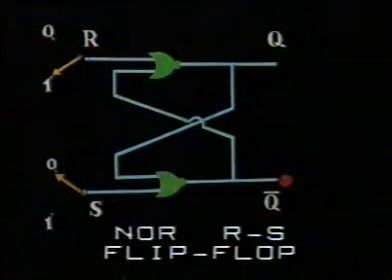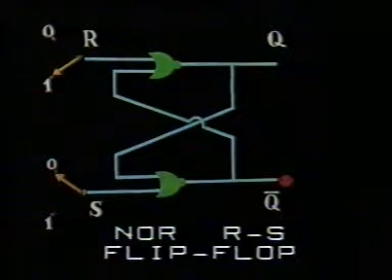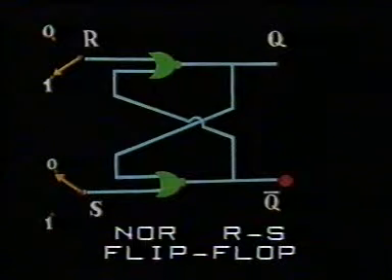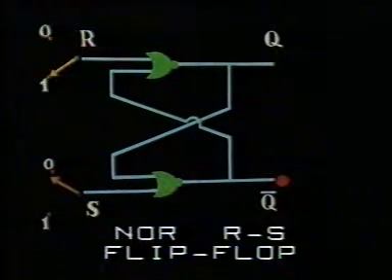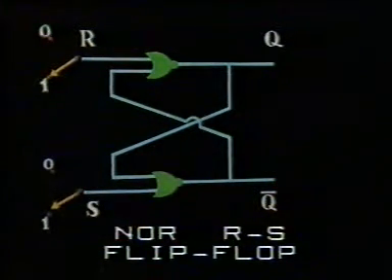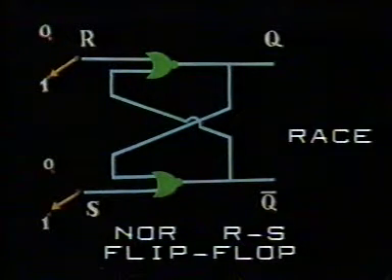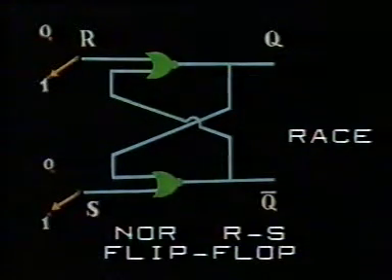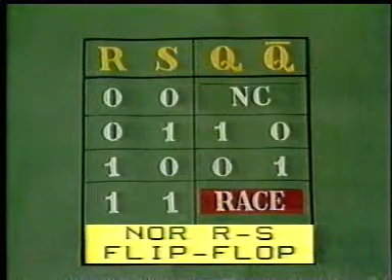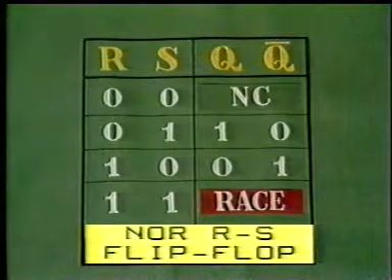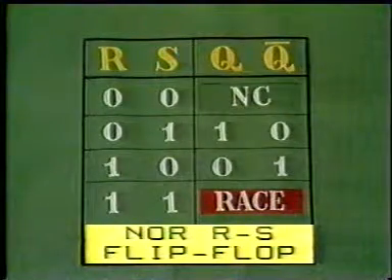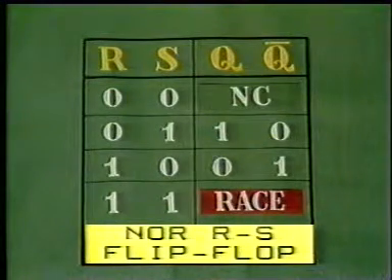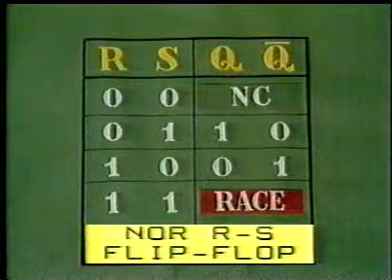A positive trigger at R input alone causes Q to be 0 and not Q to be equal to 1. When both R and S are given positive triggers simultaneously, it results in a race condition. This condition is not allowed. At R equal to 0, S equal to 1, Q is equal to 1, not Q equal to 0. At R equal to 1 and S equal to 0, Q is equal to 0, not Q is equal to 1. Note the difference with the NAND RS flip-flop.